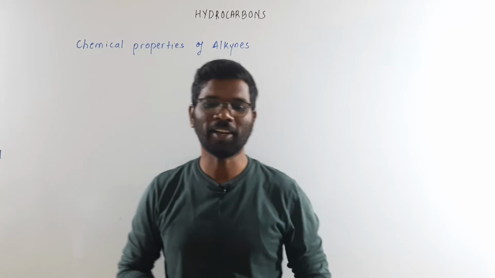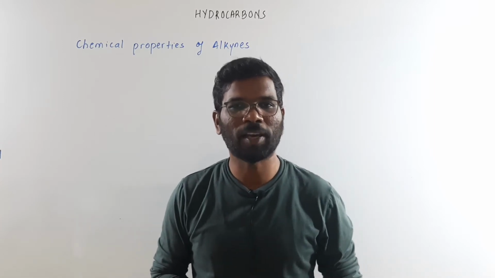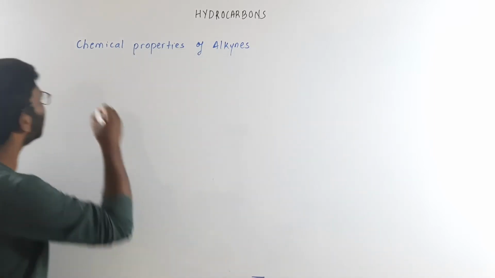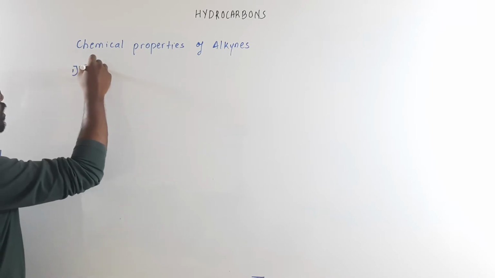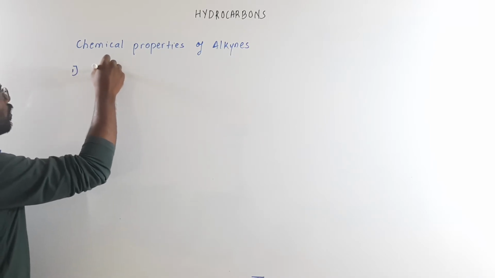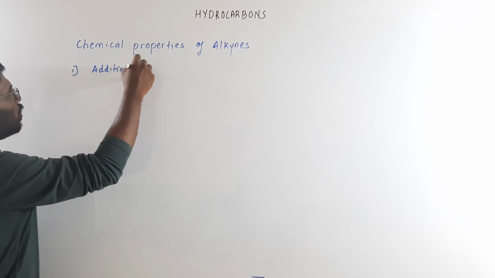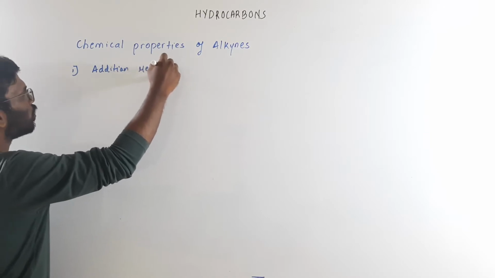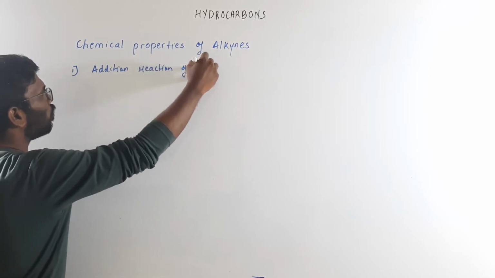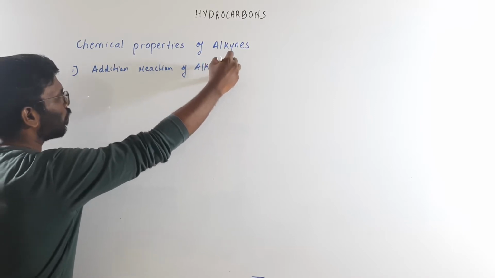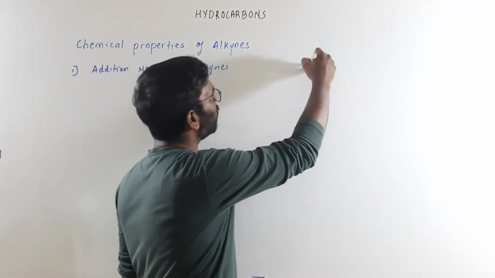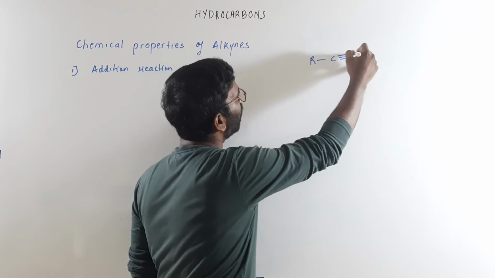Hello students, next we will be learning the chemical properties of the alkyne. First, I will be teaching addition reaction of alkynes. Basically, an alkyne is this R-C carbon-carbon triple bond, right?